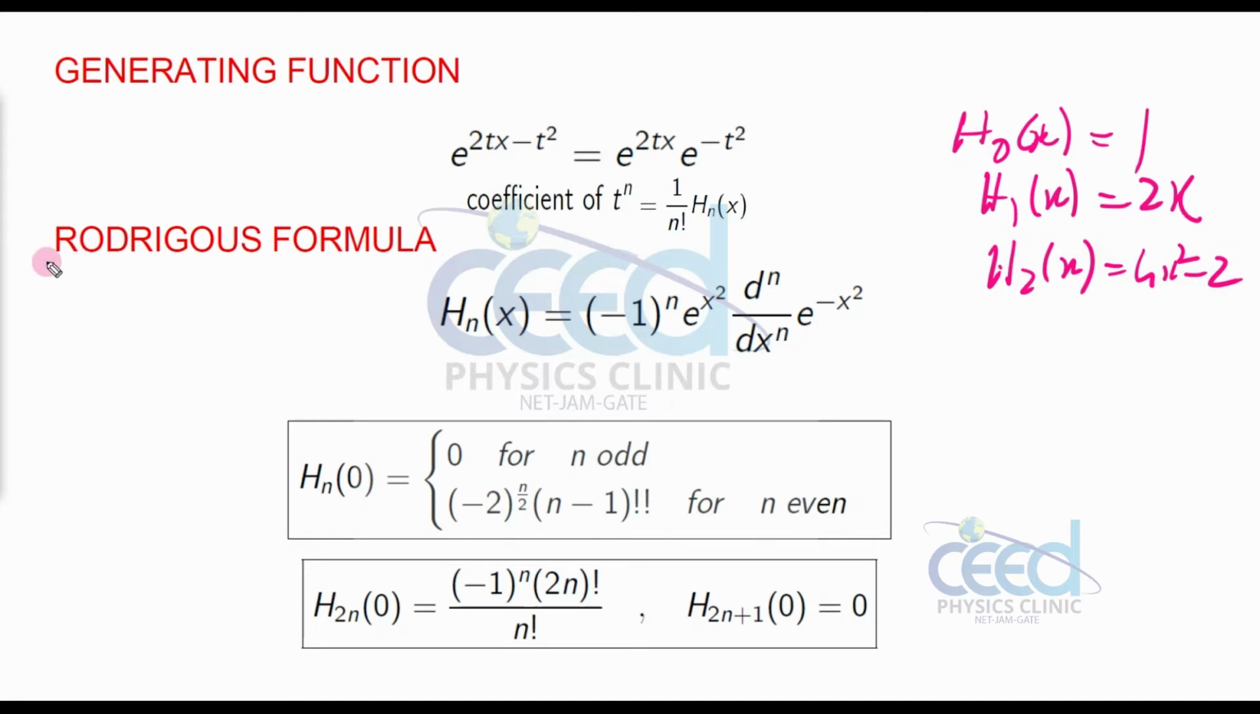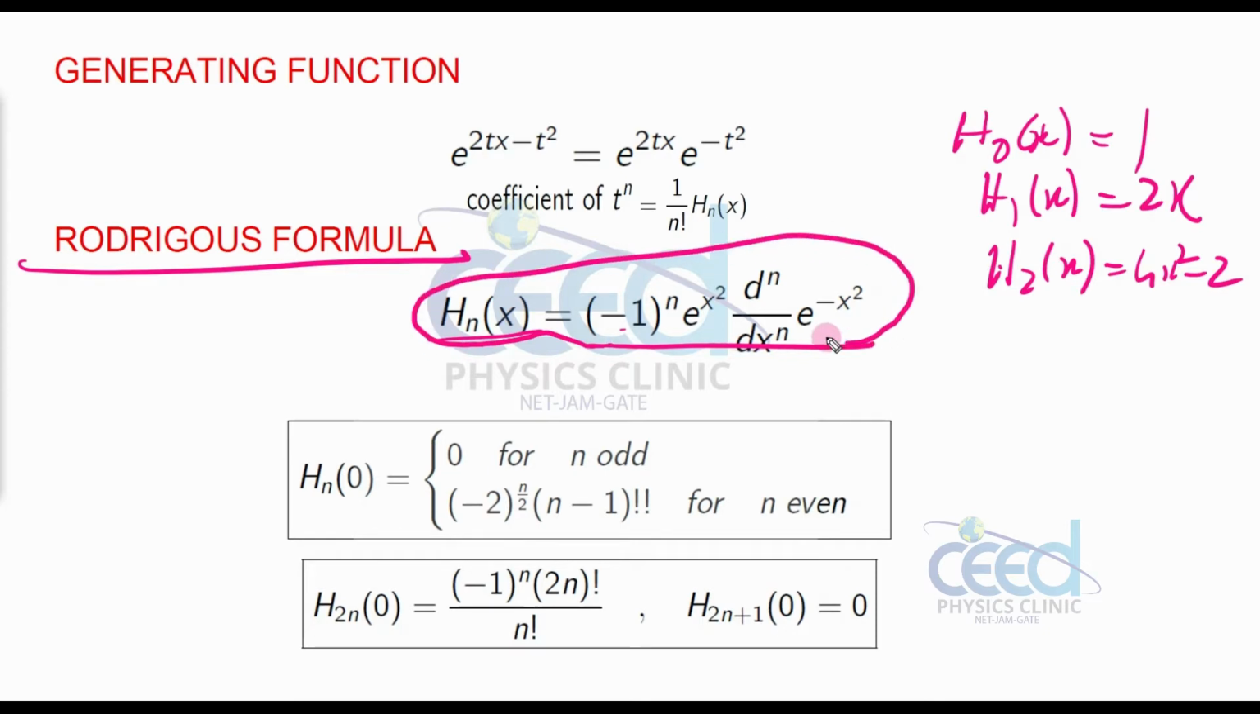Now what is Rodrigues formula? Rodrigues formula is a solution of the differential equation, that is Hn of x, the solution of the Hermite differential equation, we can represent in terms of an exponential function: minus 1 raised to n, e raised to x square, d raised to n by dx raised to n, of e raised to minus x square. This is the simplest formula which we can use to find H0 of x, H1 of x, H2 of x, and so on. Let us verify this here.